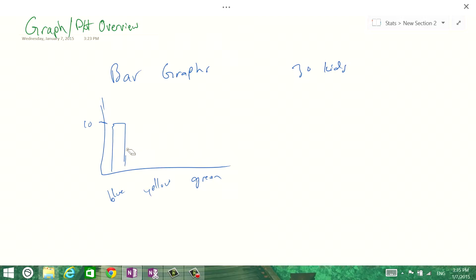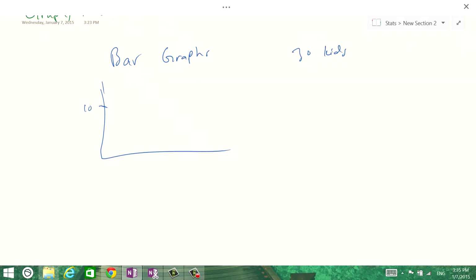Another type of bar graph you might see is a bell curved one. Blue, yellow, green won't be good for determining anything meaningful out of a bell curve, so let's do this with test scores. So below 40, then we have 40 to 60, and then above 60. Maybe only a few kids scored below 40, and then most kids were between 40 and 60, and then we also had a few kids that were above 60 in their score.